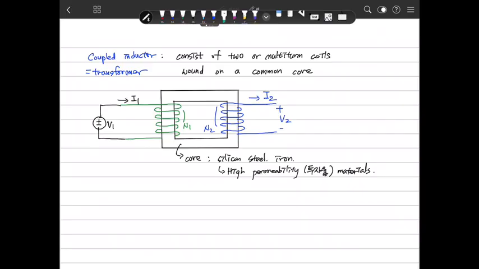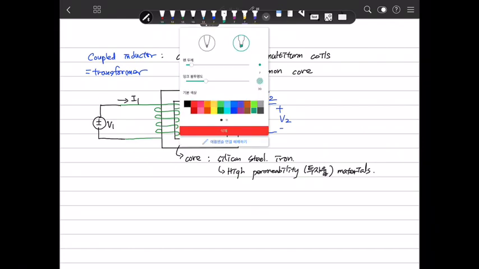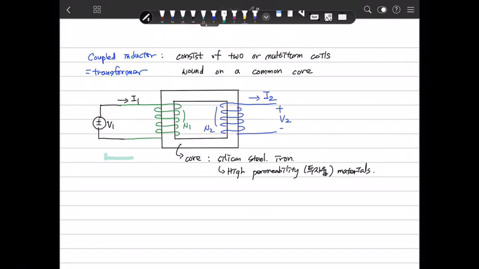Because this is an inductor, we can rewrite it here as V1. Here is the same voltage. This is V1 because V1 is connected directly to the primary winding. So it will be L1 di1/dt, and here we define L1 as the self-inductance.